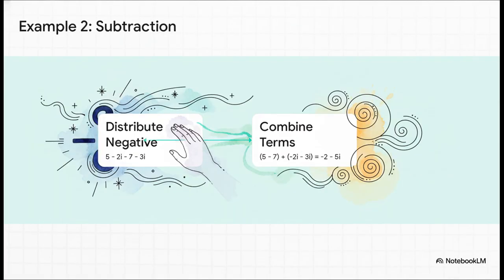All right, subtraction time. And what's rule number 1 with subtraction? You got it. We have to distribute that negative. So that 7 plus 3i becomes -7, -3i. Once you've done that, it's just a simple cleanup job. For the real parts, 5 minus 7 gives us -2. For the imaginary parts, -2i minus another 3i gets us -5i. And there it is, our final answer, -2 minus 5i.